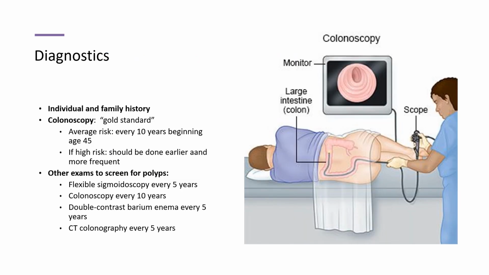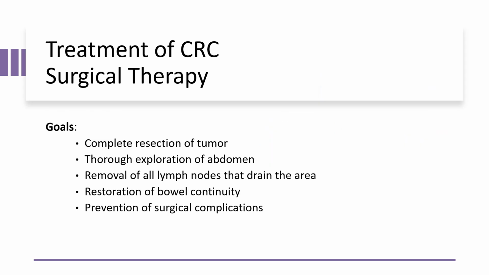Diagnosing this, if the patient already has history, then they should be screened earlier than someone with an average risk. The gold standard is colonoscopy, so they should follow that schedule. And there's some other exams that are sometimes done, like a flexible sigmoidoscopy or a double contrast barium enema or a CT scan. But typically you're going to see a colonoscopy done.